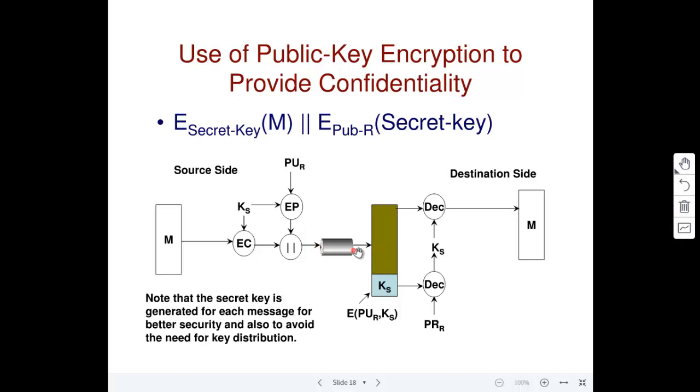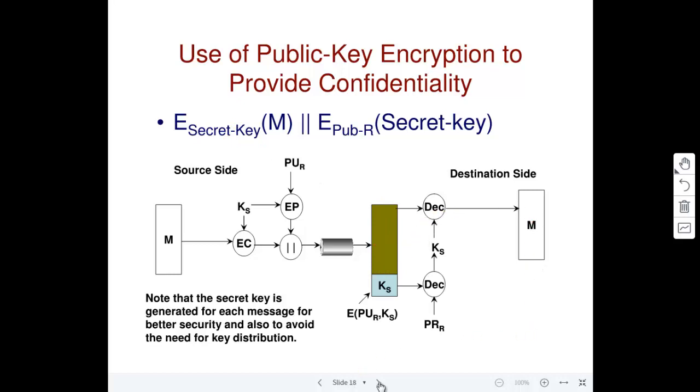That's what this means. And at the receiver side, the receiver gets the whole thing that you're sending, and so the receiver should first decrypt the second portion, which is this, with his private key, because it was encrypted with the public key of the receiver. So the receiver should decrypt this with his private key and extract the secret key that was used. Then use the extracted secret key to decrypt this portion, which is the encrypted message, and get the message.